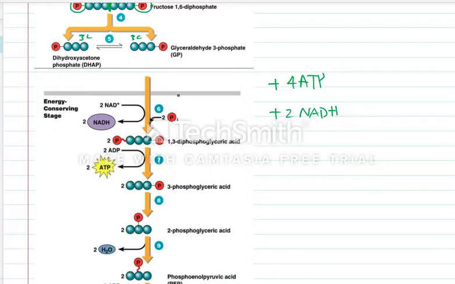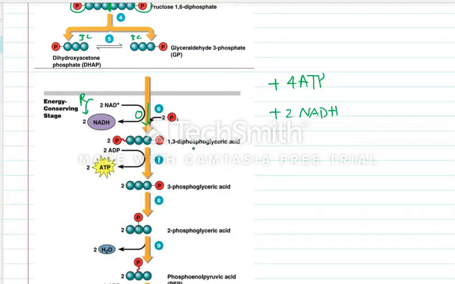Now, in the first step of the energy conserving stage, we have 2 phosphates being added to each of these 2 molecules. So here everything has a 2 in front of it because this is happening to 2 molecules. Remember, we broke down the fructose 1,6-bisphosphate to 2 molecules. So we have a phosphate added to each molecule, and here we have a redox reaction. This molecule is being oxidized as the NAD plus is being reduced to NADH. So this is being reduced. So this is a reduction. This reaction is an oxidation. An oxidation always accompanies reduction.